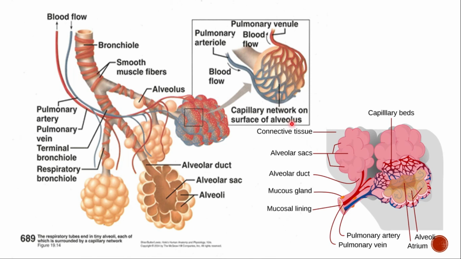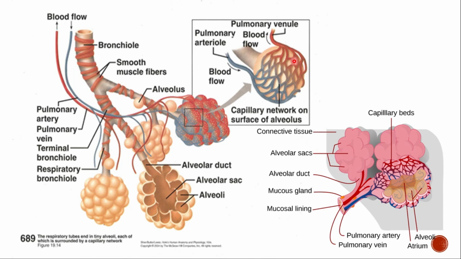carries deoxygenated blood from the heart to the lungs. The pulmonary artery shown here carries deoxygenated blood from the heart to the lungs. This is the only artery in the body that carries deoxygenated blood. And the pulmonary vein is the only vein in the body that carries oxygenated blood.